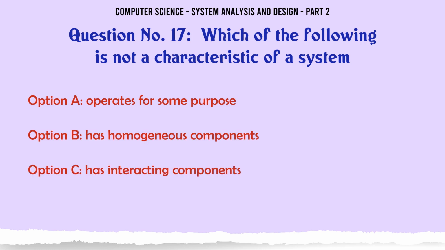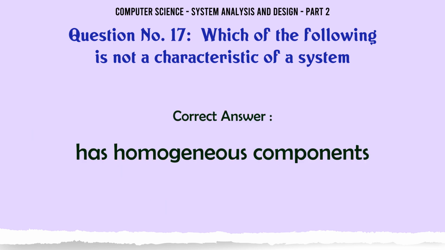A. Operates for some purpose. B. Has homogeneous components. C. Has interacting components. D. Operates within a boundary. The correct answer is has homogeneous components.